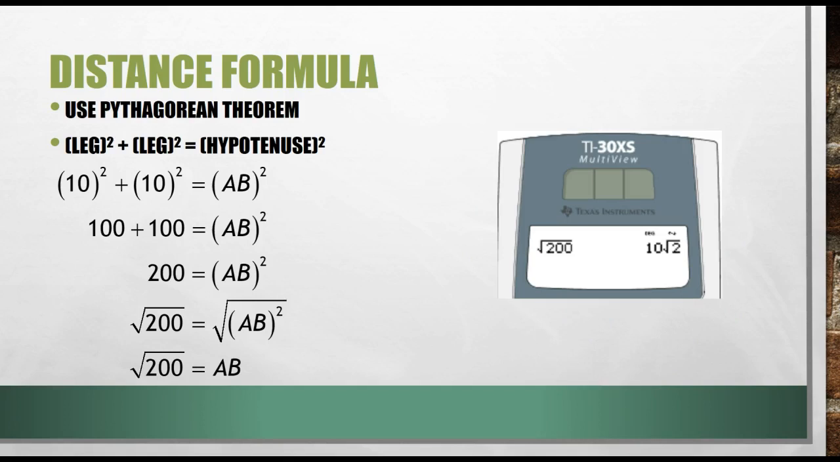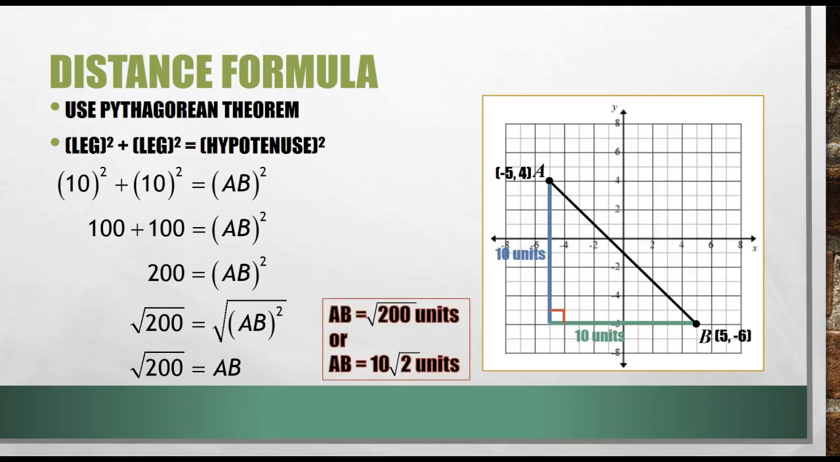Some calculators will give you this answer of 10 square root 2. We're just simplifying the same way that you would simplify a fraction or something similar. So the two answers that we would actually be expecting would either be the square root of 200 or 10 square root 2.